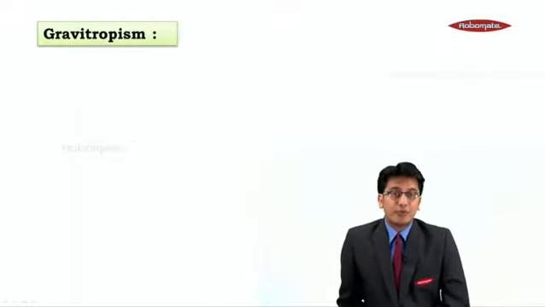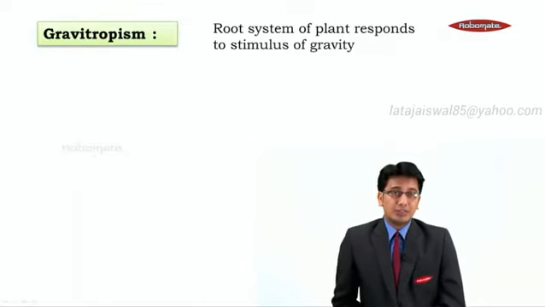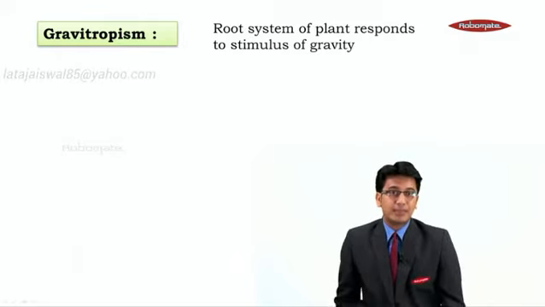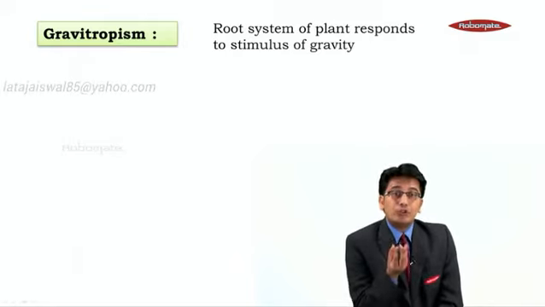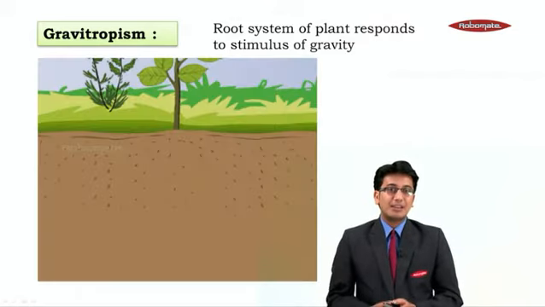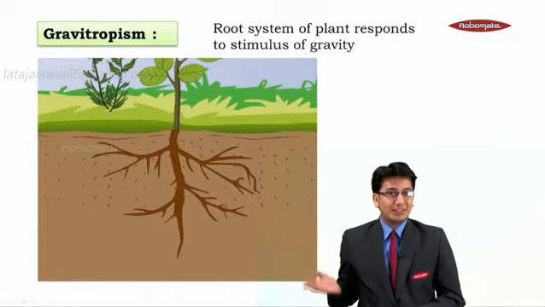Now, what is gravitropism? Gravi means what? Gravity. So, the root system of a plant responds to the stimulus of gravity. The movement of the root towards the gravity is called gravitropism. You can see the roots moving towards the gravity.